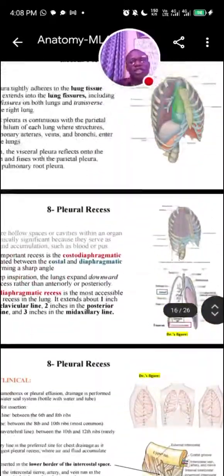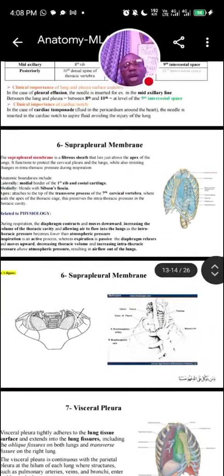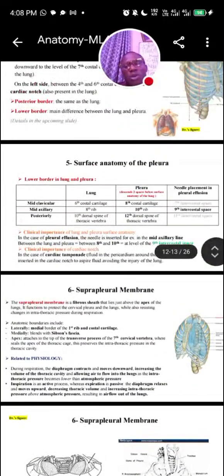Can we take 6 before we move to joint so that we know we took half? All right, let's see. Suprarenal membrane. Okay, will be the 16th.